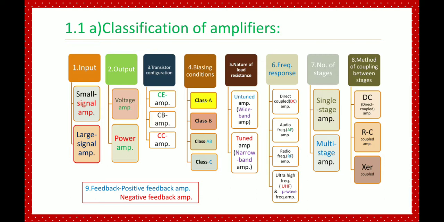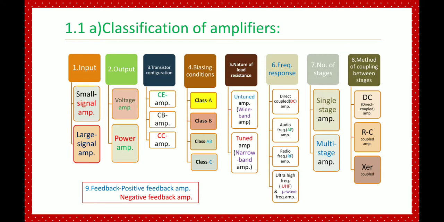Fifth one, the nature of load resistance. Based on the nature of the load, it could be an untuned amplifier, also called a wideband amplifier, amplifying a wider range of frequencies, say 300 kilohertz to 300 megahertz. A tuned amplifier is a narrow band amplifier, where only a selected range of input frequencies can be amplified. Then, based on the frequency response, it could be an audio frequency amplifier in the range 20 hertz to 20 kilohertz, a radio frequency amplifier, then ultra high frequency or microwave frequency in the gigahertz.